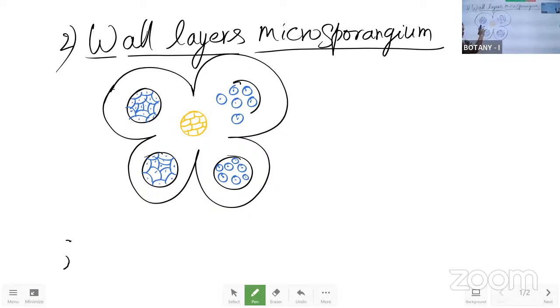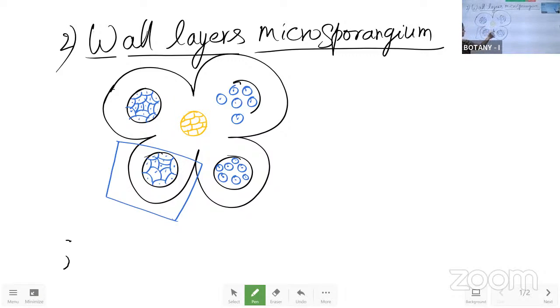But here, what was the question for us? They asked about the wall layers. Here we have to describe only the wall layers, but this diagram is also mandatory when we are describing only a part of the answer. In this, we are describing only this part. So when we are describing this part, this will attain some maturity. After that, it dehisces to release the pollen grains. So that part also we have to show in the major diagram of the anther.